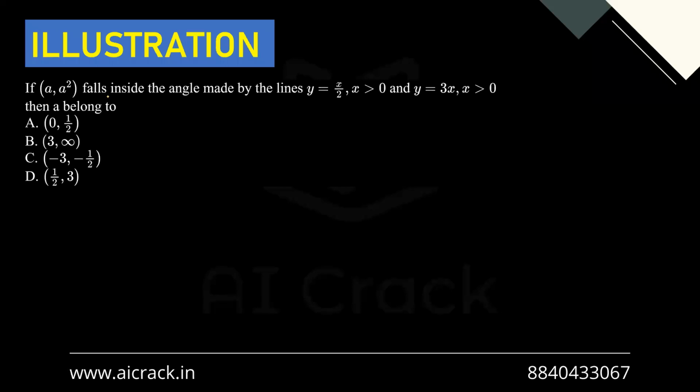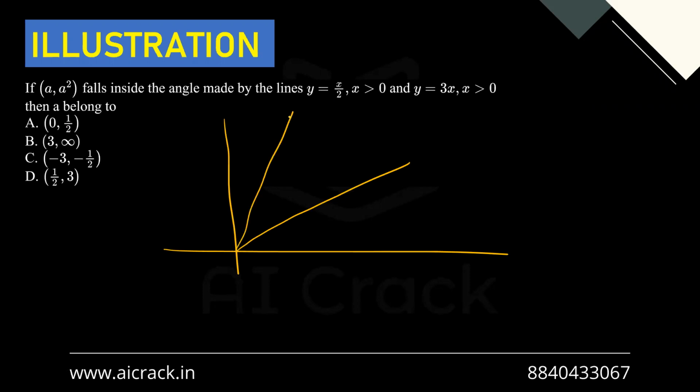If (a, a²) falls inside the angle made by the lines y = x/2 and y = 3x, then a belongs to? So these are the two lines over here. This is y - x/2 = 0 and this is y - 3x = 0. Why have I plotted y = 3x on the upside? Because in y = mx + c, m is 3 here, and if the slope is higher, the inclination would be higher, right? So y = 3x is on the upside and y = x/2 is on the lower side.